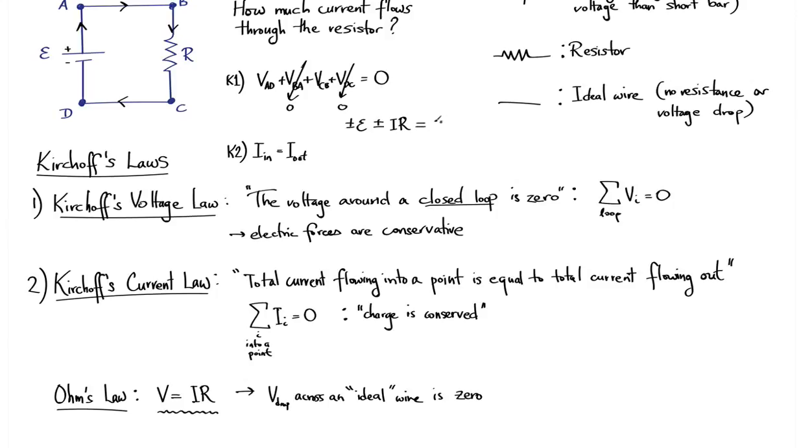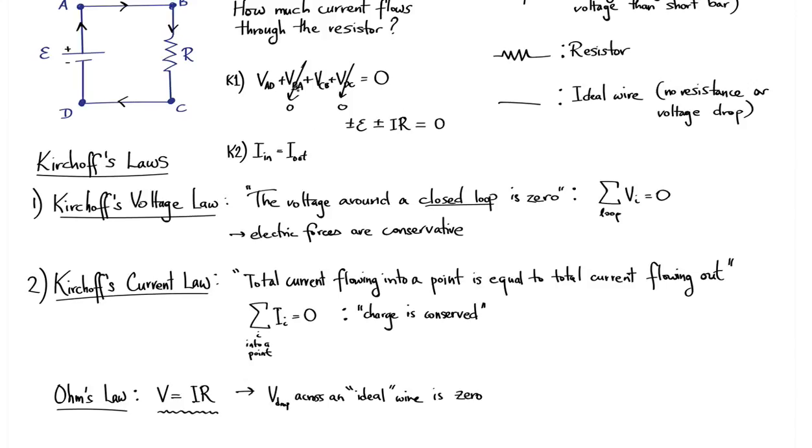All right, so basically then these two terms are 0, so we're left with these two terms, V from A to D, that's going to be plus or minus E. V from B to C is going to be plus or minus IR. And I'll talk now about whether we should pick plus or minus.